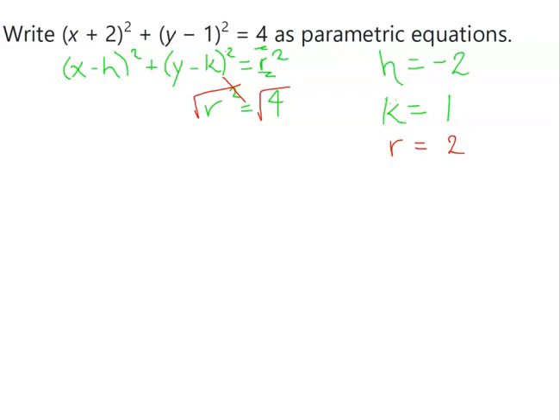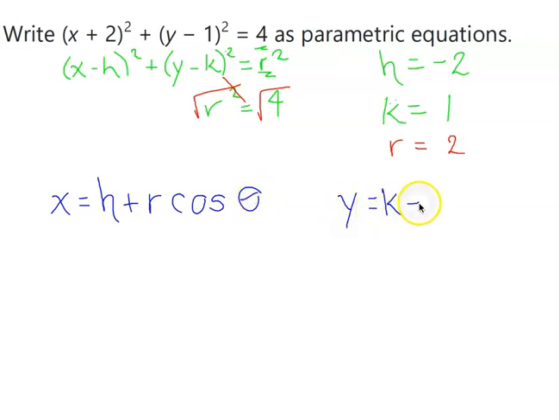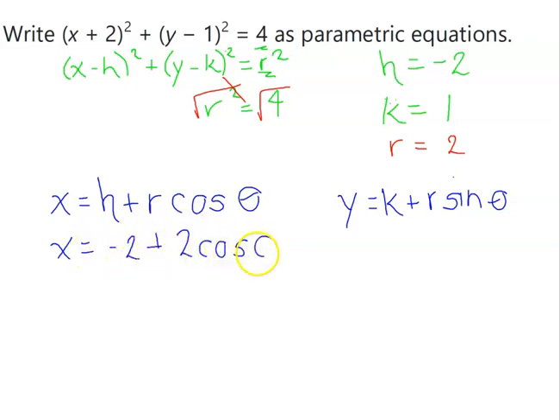Now, we're identifying h, k, and r because to write it as parametric equations in terms of x and y, there's actually already a formula. So for x, we would write h plus r cosine of theta. And for y, we would write k plus r sine of theta. So since we already have h, k, and r, substituting those values in, -2 plus 2 cosine of theta would give me the parametric equation for x, and then 1 plus 2 sine of theta for y.